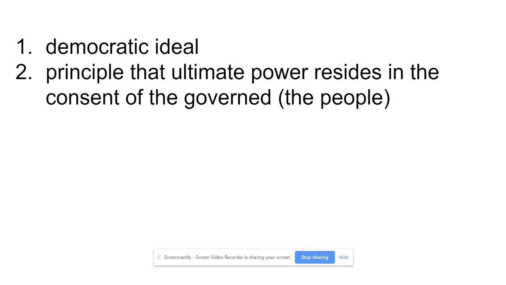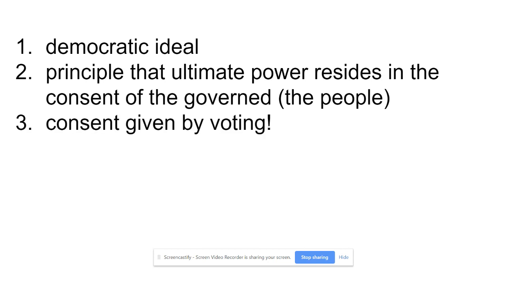And how do we show that we have ultimate power? We consent by voting. We give consent to the government by voting. And by the way, you may say, well, what if I don't vote? You still consent. That's your problem. You don't vote, you just have no right to complain. But you still give your consent. In fact, by not voting, you're kind of saying, I like how things are. What if the other side wins? You still gave your consent.